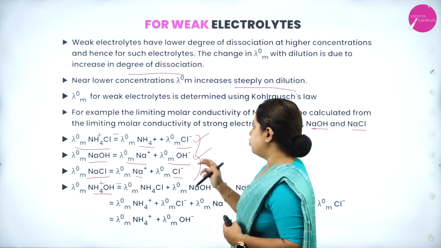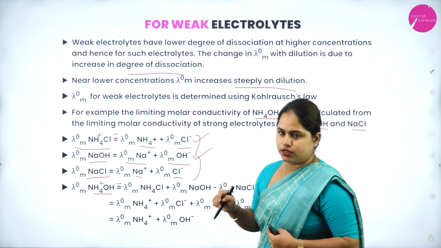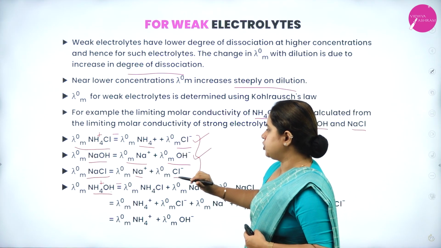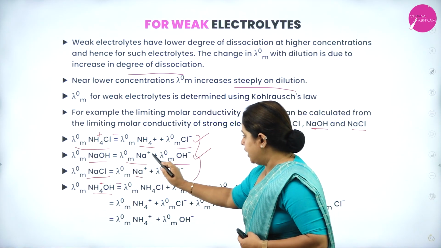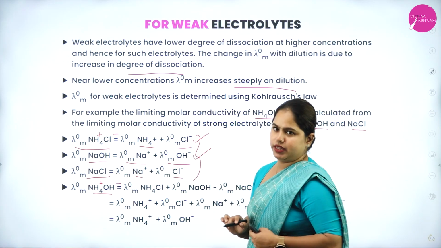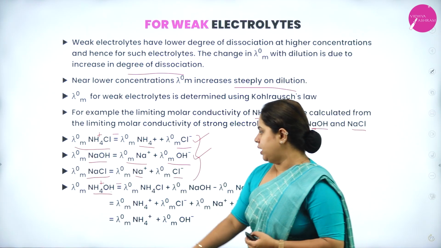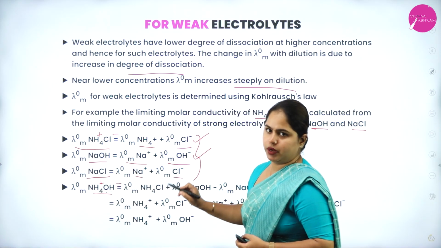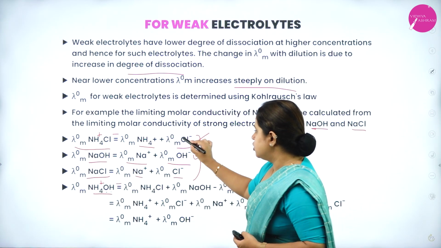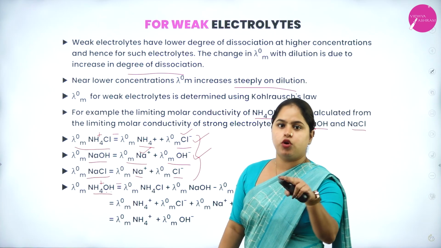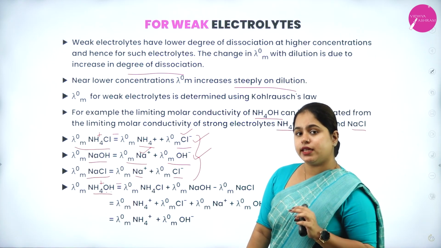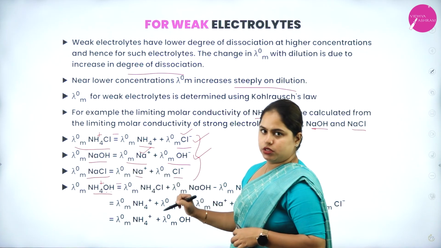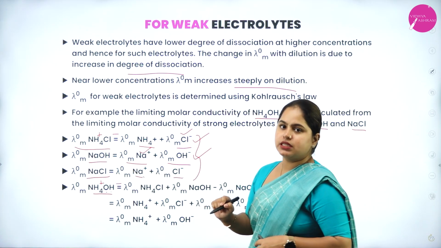So, what I am going to do is add these two equations. If I add these two equations, I will have NH4 plus ion, Cl minus ion, Na plus ion and OH minus ion. But what do I require? I require only NH4 plus and OH minus. So, the Cl minus and Na plus are going to be extra. Yes or no? So, we can subtract them. How can we subtract them? Using this third equation, because it has Na plus and Cl minus.